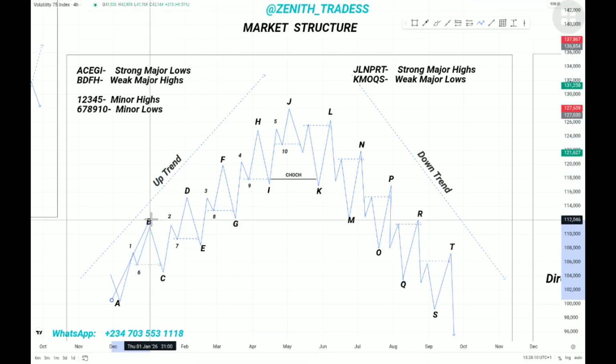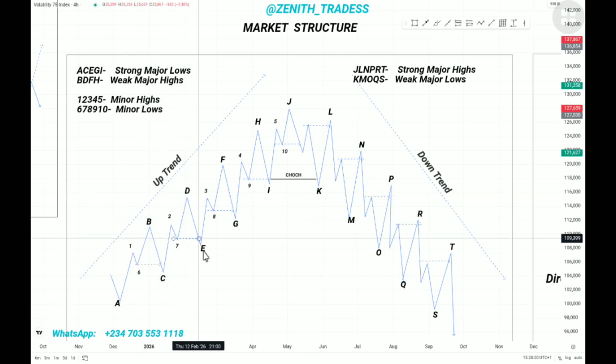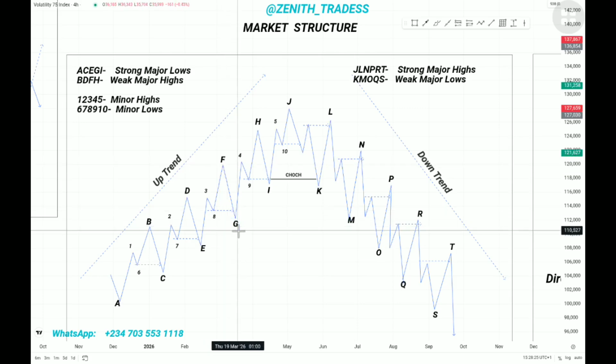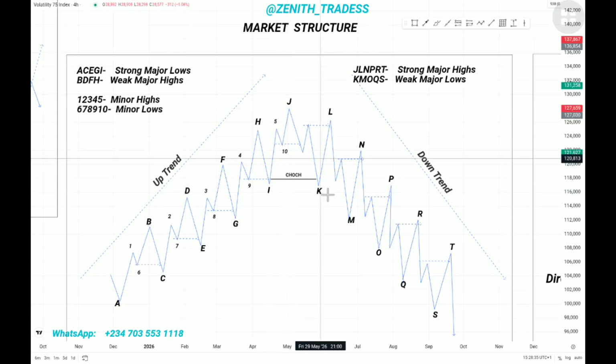Impulsive move. A to B impulsive, B to C corrective. I believe you see what my cursor is. A, B impulsive, B, C corrective. C, D impulsive, D, E corrective. E, F impulsive, F, G corrective. G, H impulsive, H, I corrective. I, J impulsive, J, K corrective.